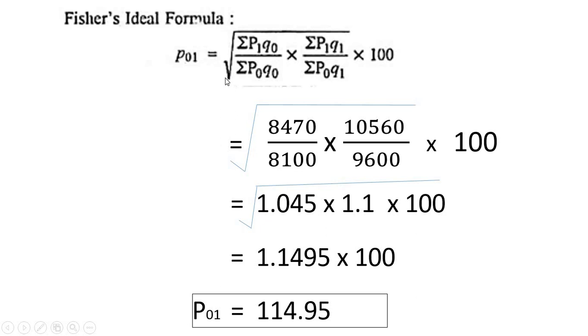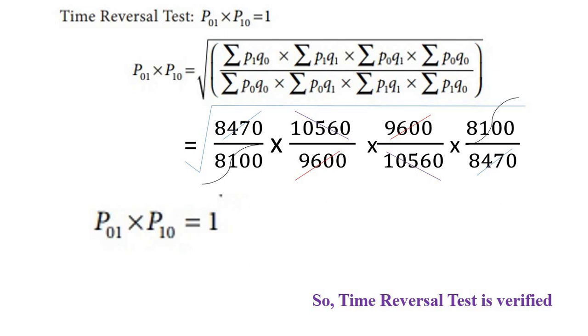This is finding the Fisher ideal formula. What is it? The sum of P1 Q0 multiplied, the sum of P1 Q1 multiplied, the corresponding values substituted and divided. 8470 divided by 10560, about 1.064545, 105.516 is the answer. Then make it 100, simplify, you will get this value, 114.95. Then time reversal test. First the 14 marks: Fisher ideal index number, time reversal test, factor reversal test, the last.